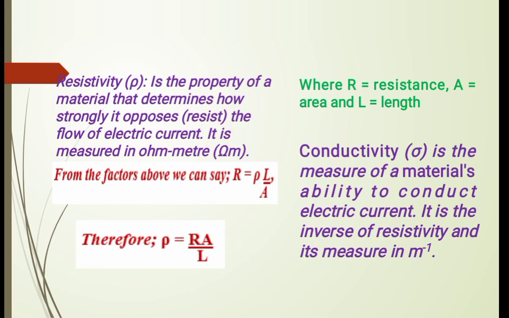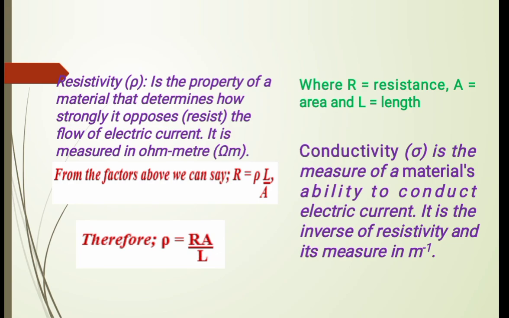And there's another term that is closely related to this resistivity, and the term is conductivity. This one is represented with a Greek symbol, sigma, and is directly opposite of resistivity because it is the measure of a material's ability to conduct electric current. It is the inverse of resistivity, and it is measured in inverse of meter, which means if we are asked to calculate conductivity of a material, we can easily calculate resistivity and find the inverse of resistivity.